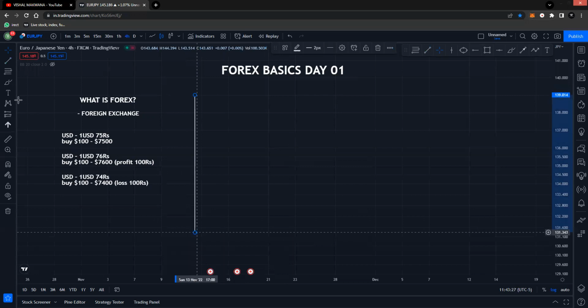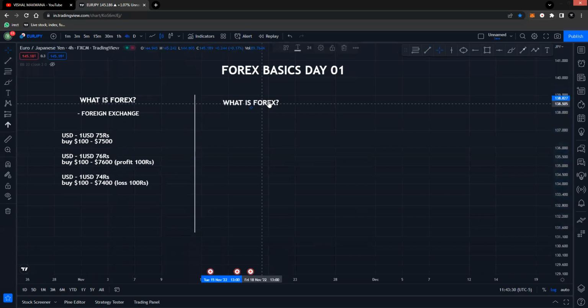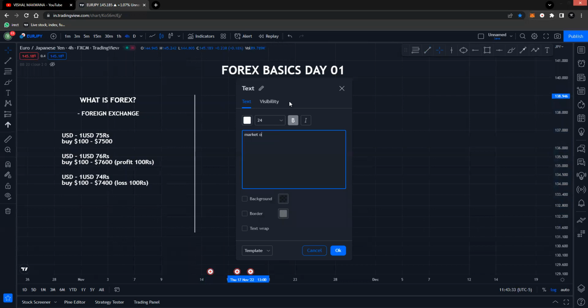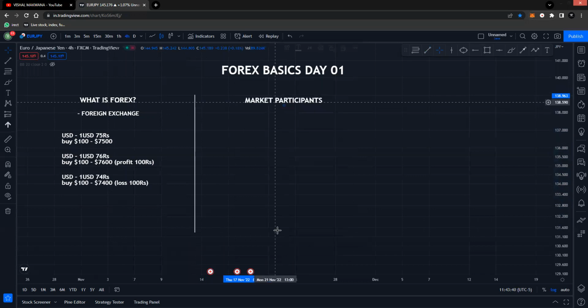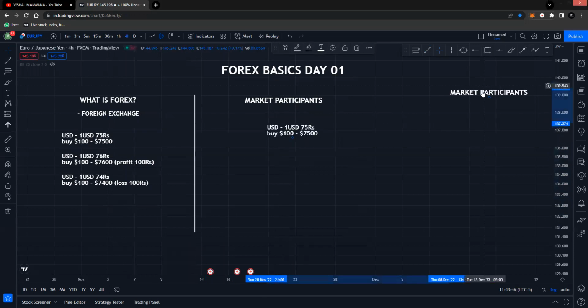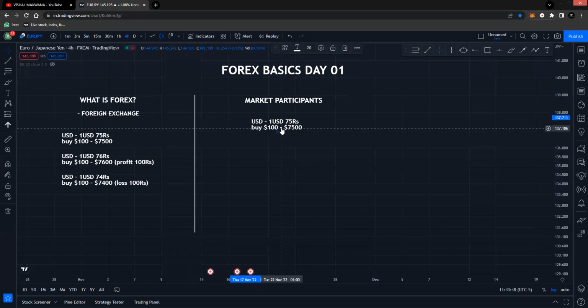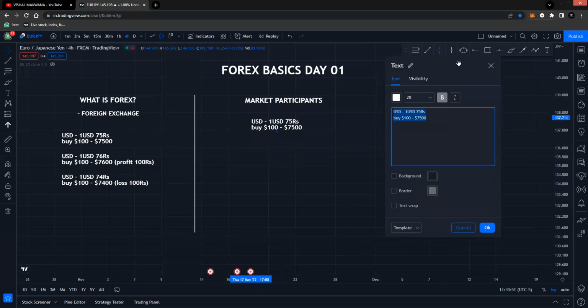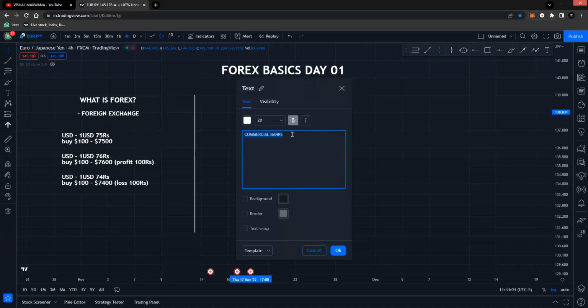So now the second thing that we will learn here is market participants. Now, who all trade in the foreign exchange market, and who can participate in it? There are a total of 5 types of market participants in the foreign exchange market. The first ones are commercial banks.